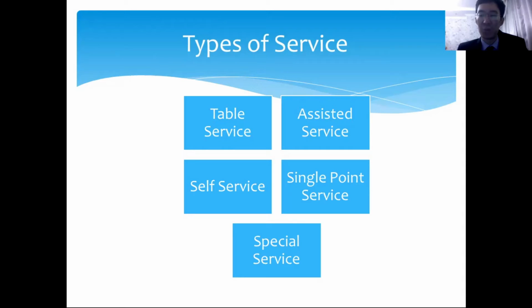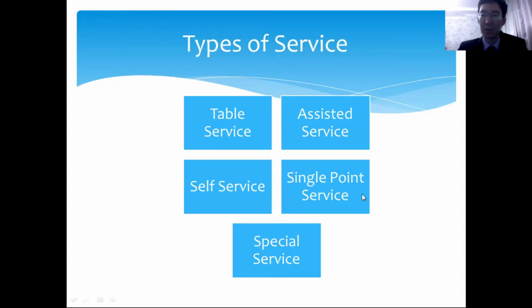Self-service is when you serve yourself and you clean up after yourself. This is common for places where we just eat, for example, the canteen, the buffet, and other places.